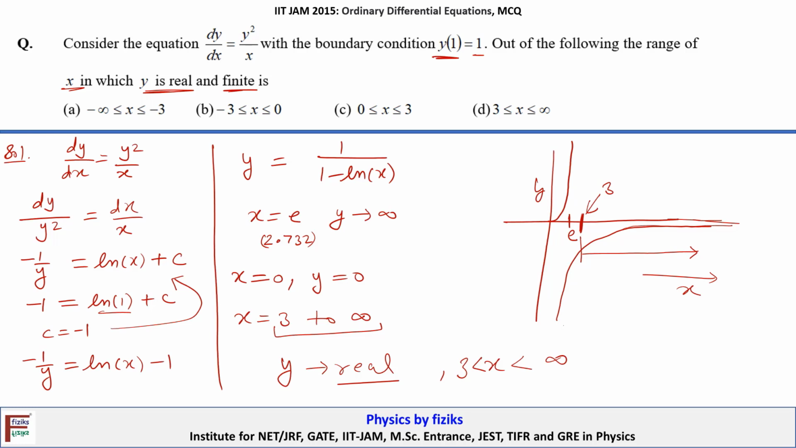And what is the behavior at 3? The behavior at 3 is also a finite value, because it is infinite just less than 3. The value at x is equal to e, which corresponds to option D, and hence option D is the correct option.